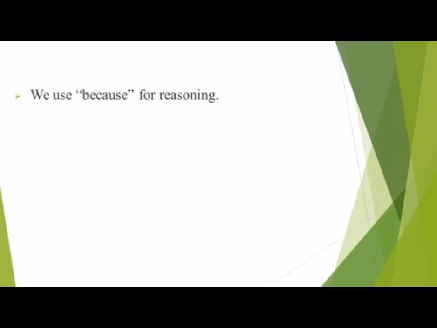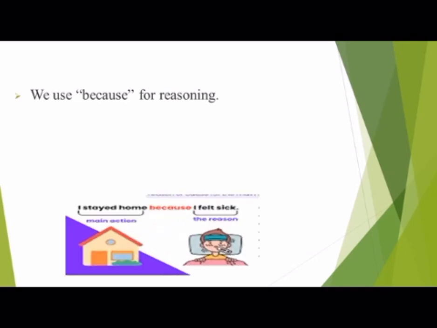Because is also one of the most commonly used conjunctions. We use because for reasoning. It means to give a reason of an action. I stayed home because I felt sick. In this sentence, the action is stayed home. I felt sick is the reason of that action. And we have joined these two sentences by using because.